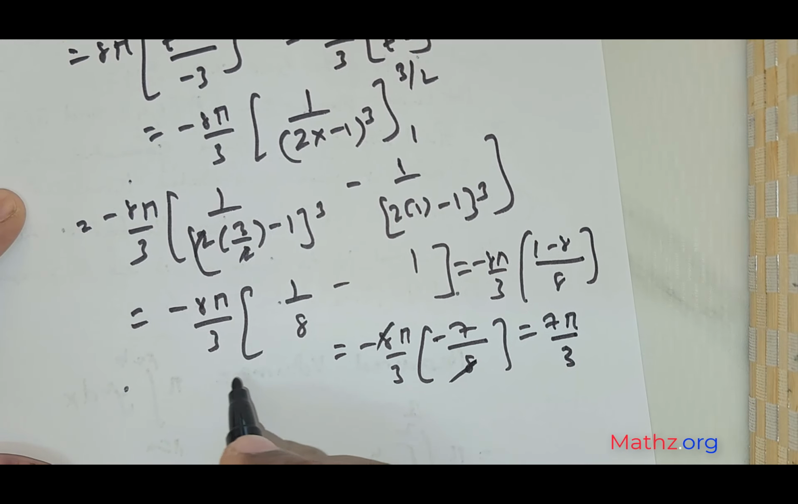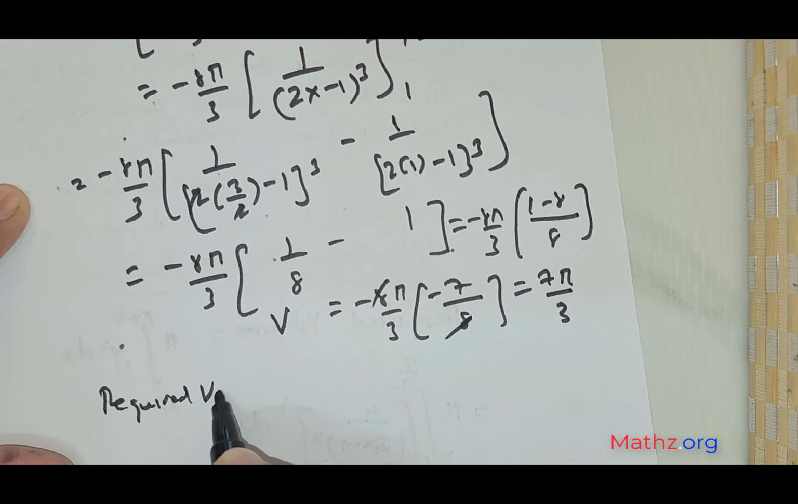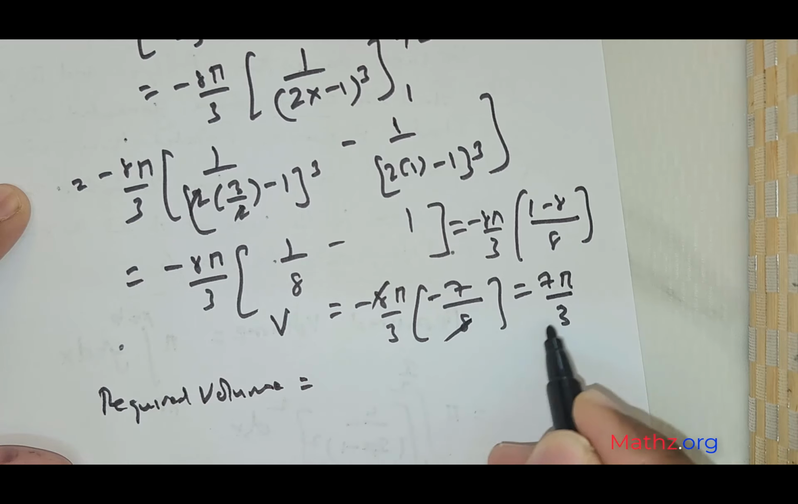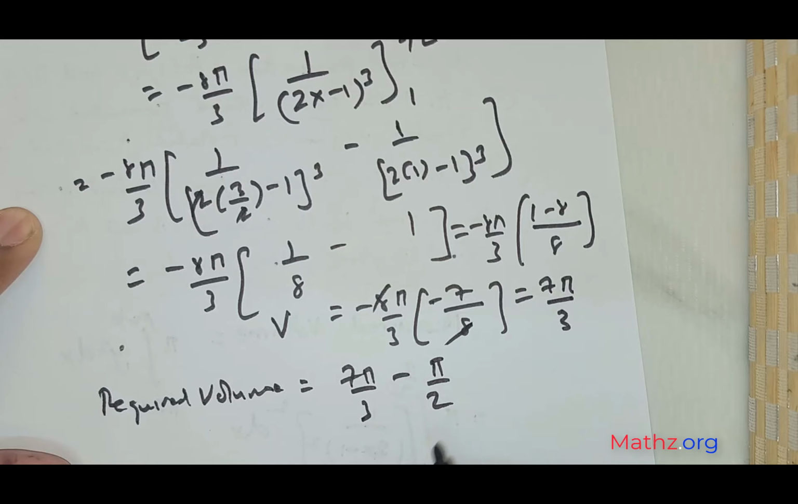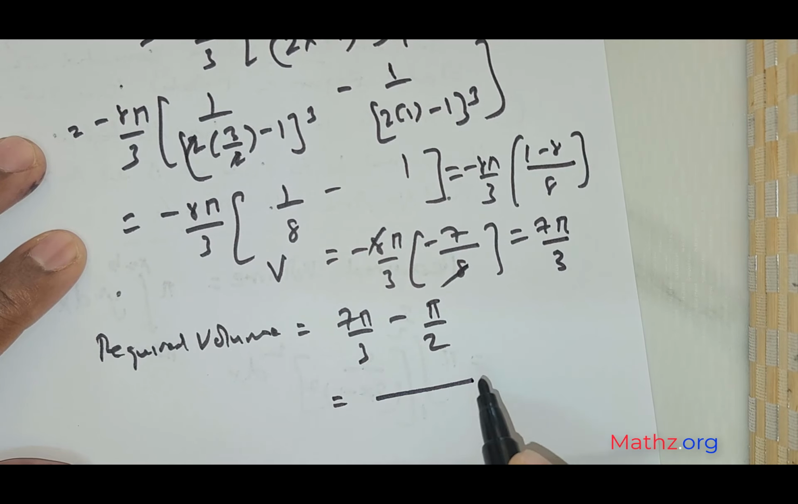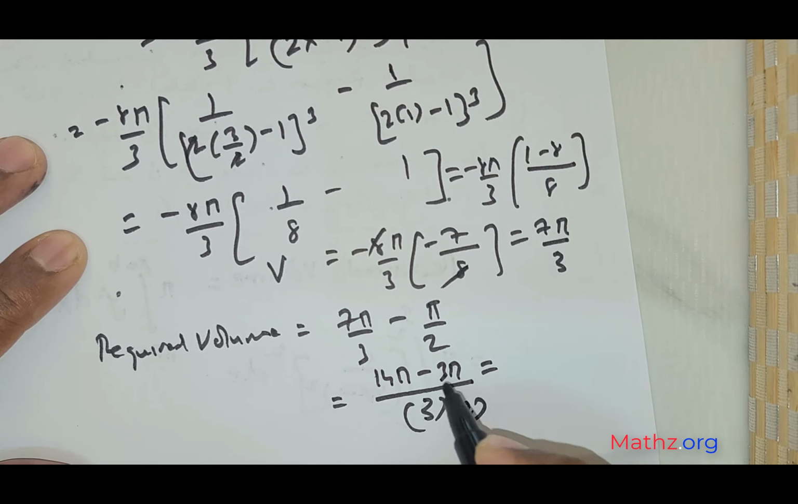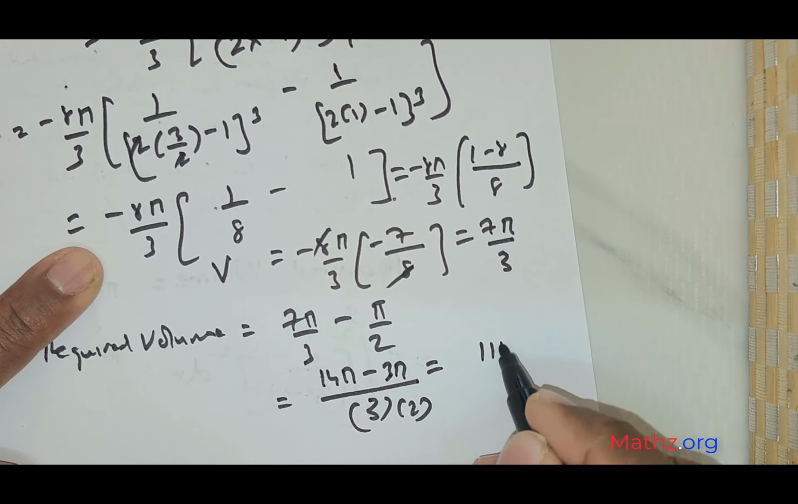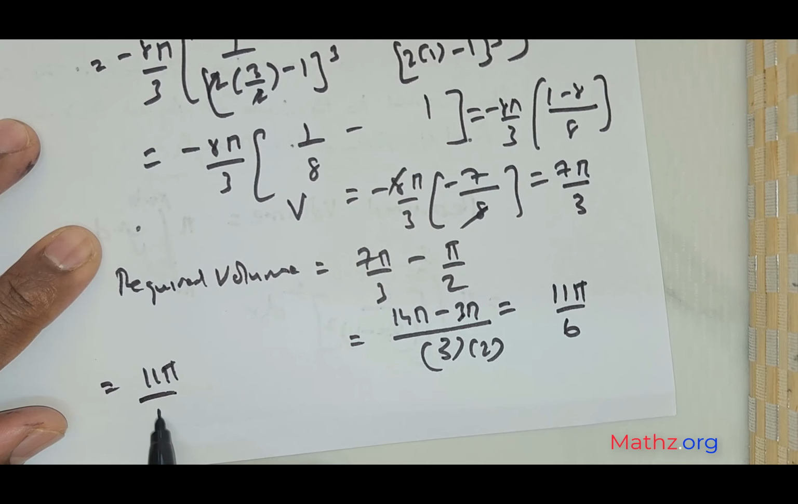Now this is the volume that we have got as a whole. So now to get the required volume, what you need to do is from 7 pi over 3 you need to remove the volume of the cylinder, which will be pi over 2. So if I were to take the LCM as 6, I would have 14 pi minus 3 pi, and that would be 11 pi over 6. So this will be the answer, 11 pi over 6 cubic units.